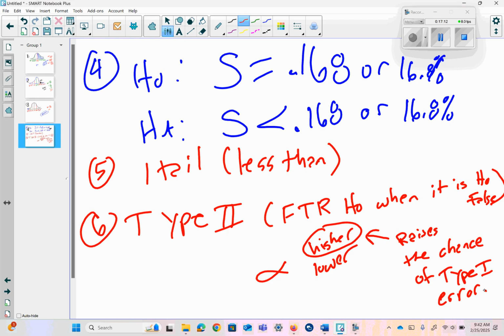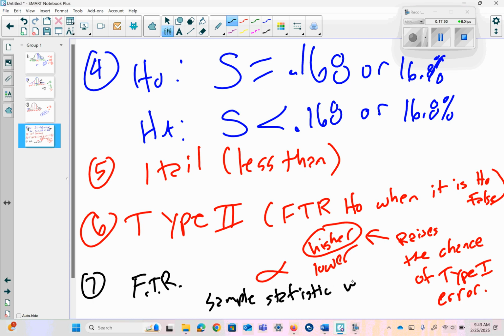And number 7 says, without calculating the p-value, researchers already know they will fail to reject the null hypothesis. Explain how they know. They're saying they already know they're going to fail to reject the null. The reason they know that is our sample statistic was 17.1%.